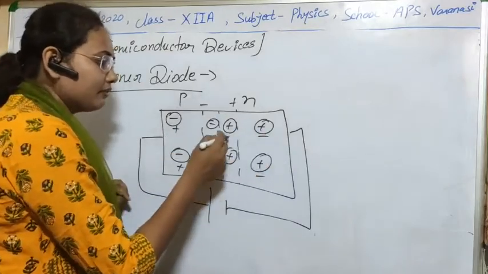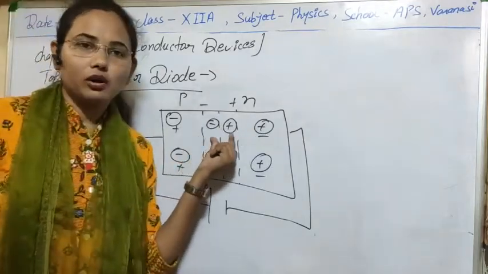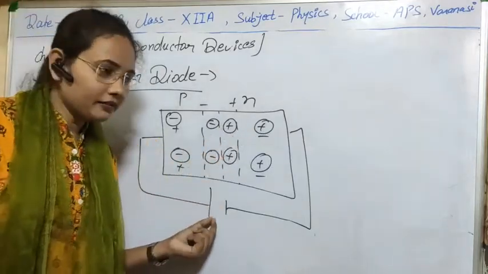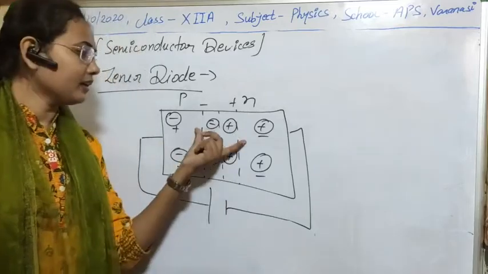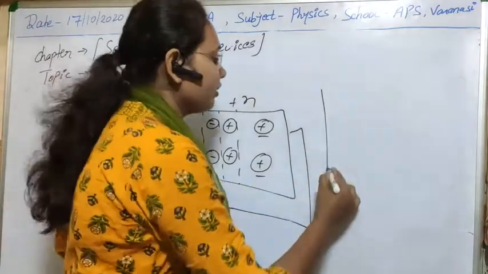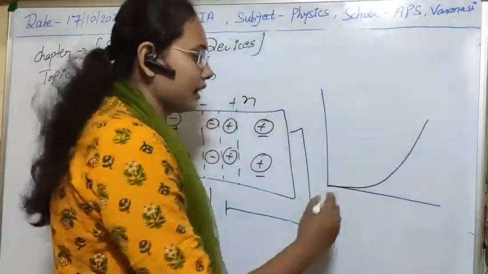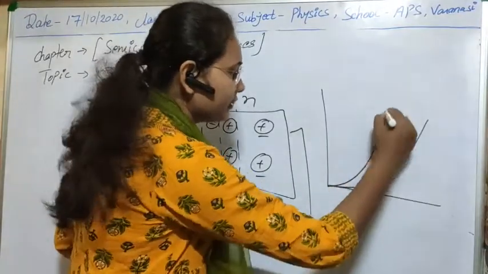Due to that, they will start to move towards the junction, and the junction width is already very small, so at a very small value of voltage they can cross the junction, recombine and give the current. So in case of Zener diode, suppose this is the graph of a PN junction diode, then in case of Zener diode, this graph will be like this.